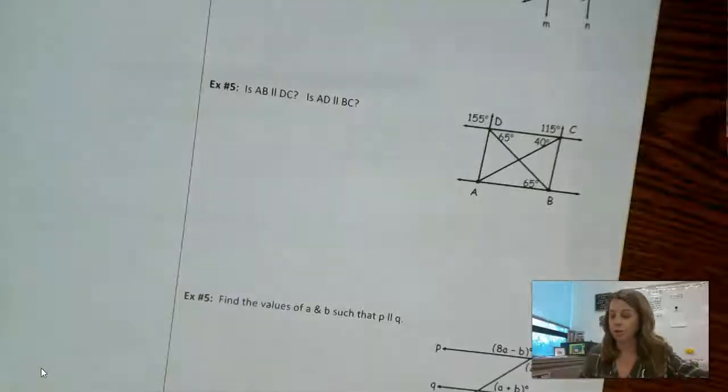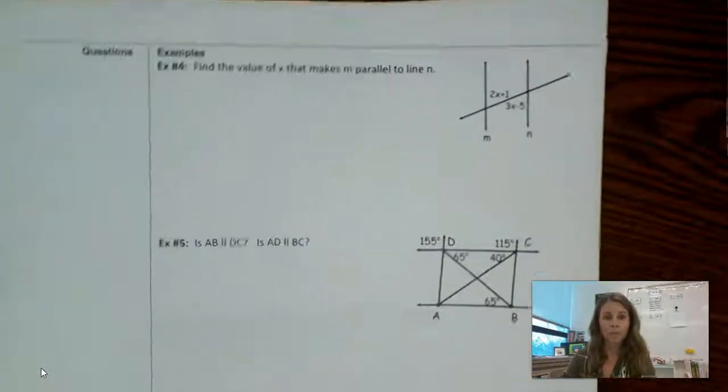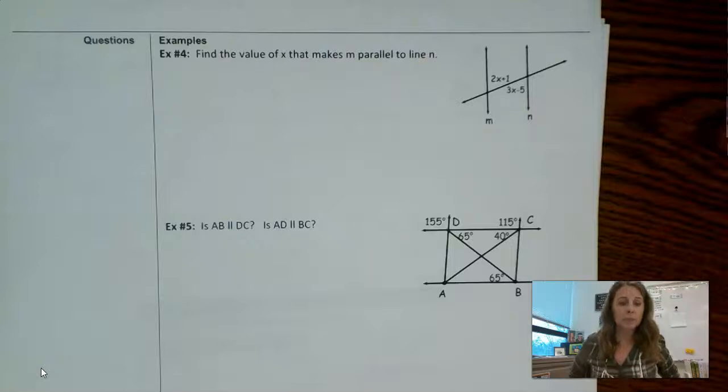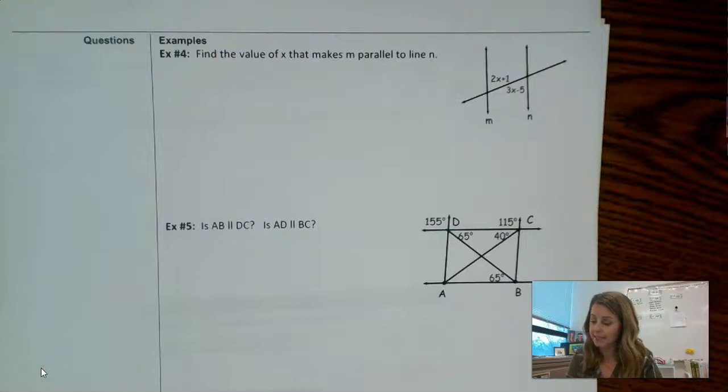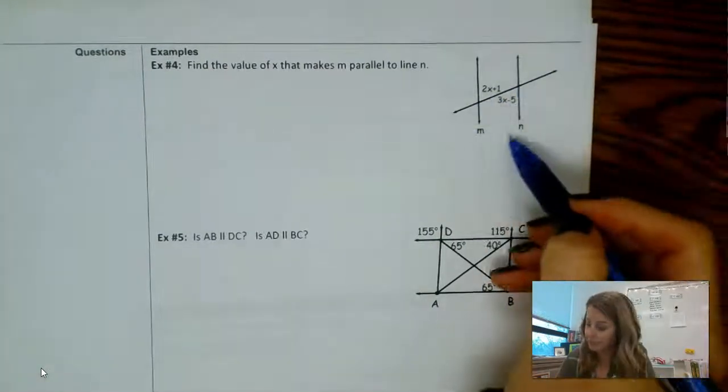Okay, let's go on to the next page. All right, looks like we're going to do a little bit of solving here. So let's find the value of x that makes M parallel to line N. So what would x be in order to be parallel?